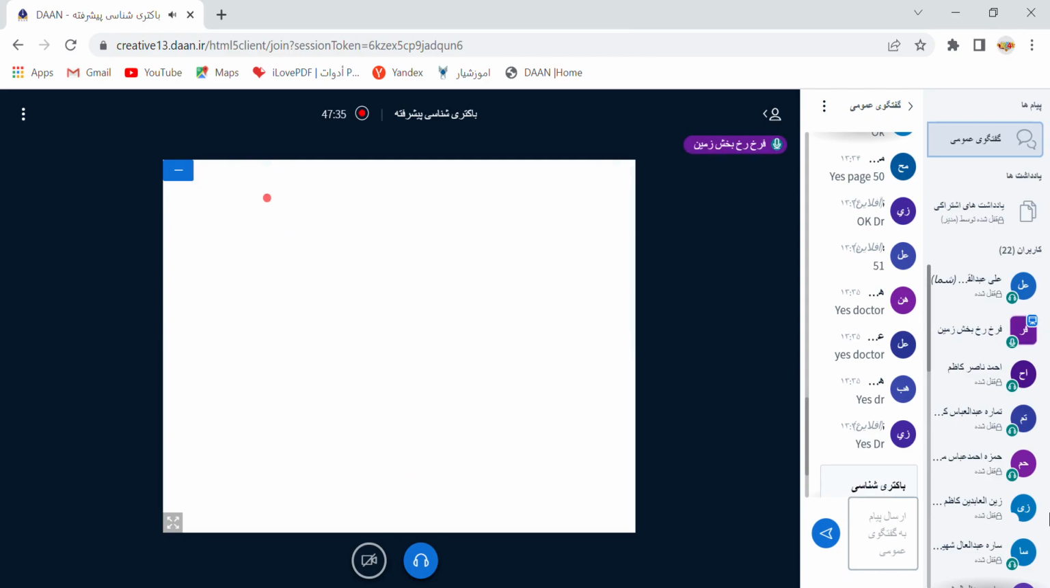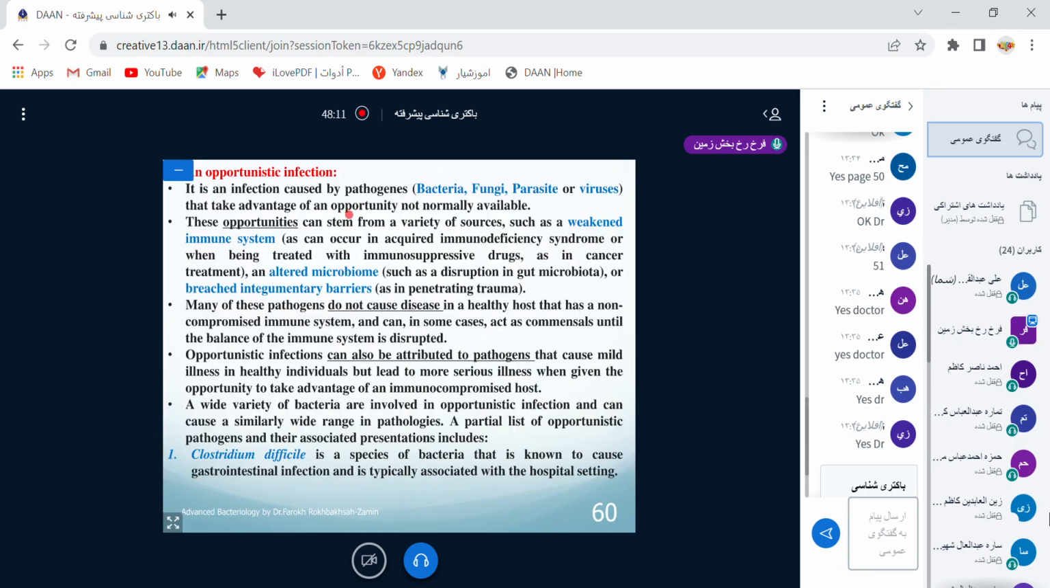An opportunistic infection is an infection caused by a pathogen. Some opportunistic infections are bacteria, fungi, parasites, or viruses that take advantage of an opportunity not normally available. So in a normal case, they don't have the opportunity. But when my immune system is weak, they find this opportunity to start disease. Accordingly, we call them opportunistic infections.